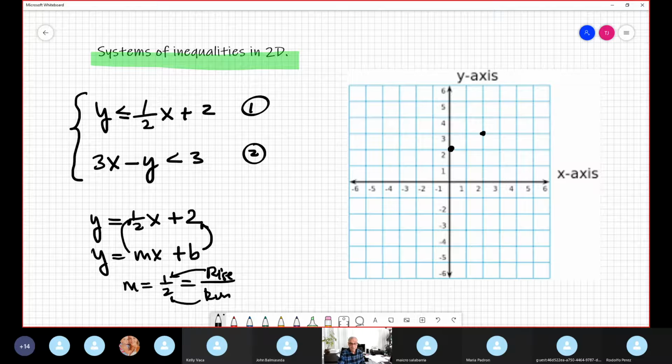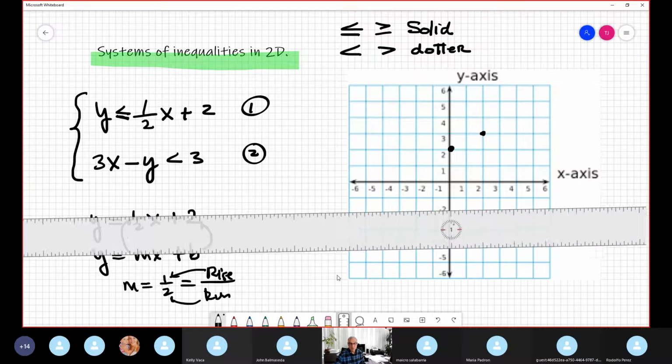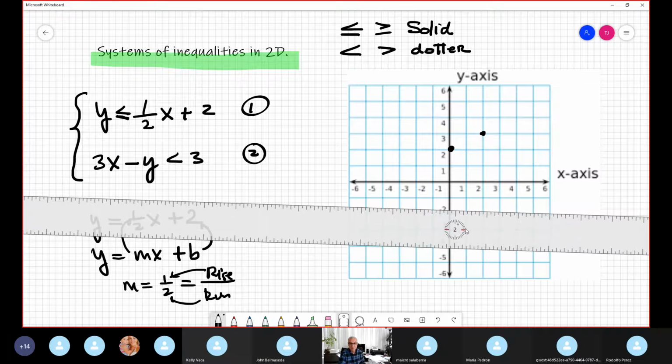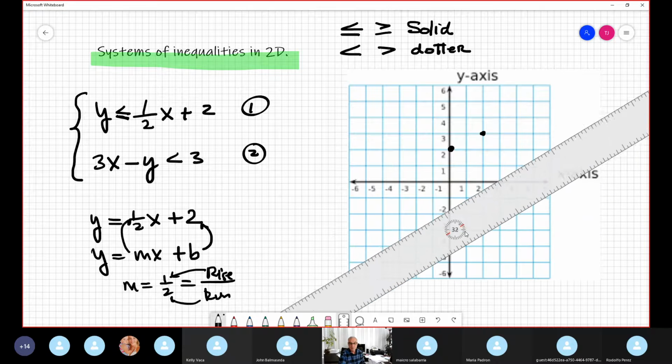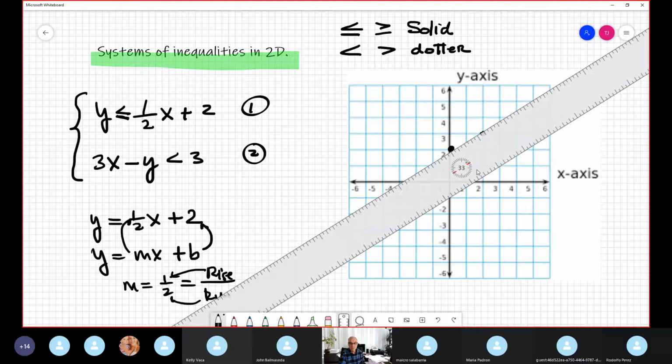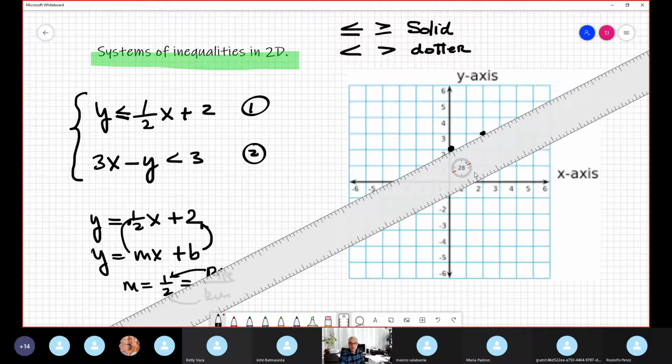What kind of line are we using? Remember, we have two kinds of line: solid line or dotted line. Solid is when they include the equal sign. By convention, when it's less than or equal or greater than or equal, the line that separates the two semiplanes is solid. If it's less than or greater than, it's a dotted line. In this case, solid, because it's the first inequality. So we are doing this line. Solid line.